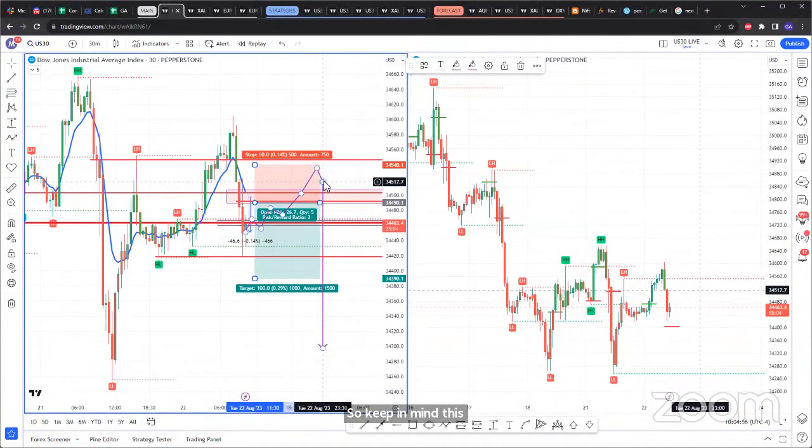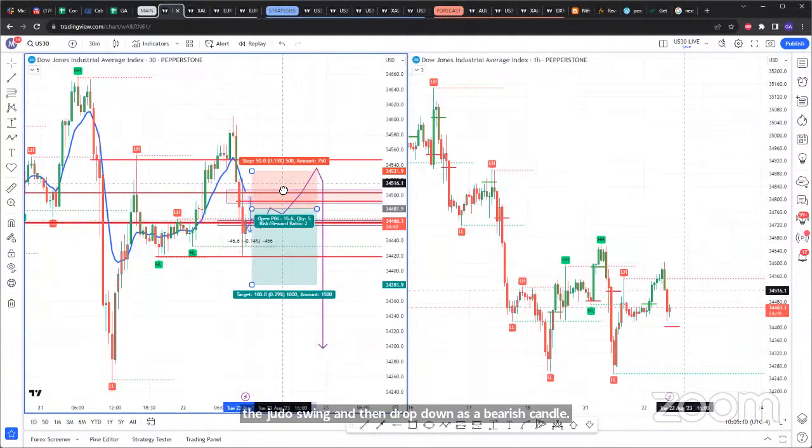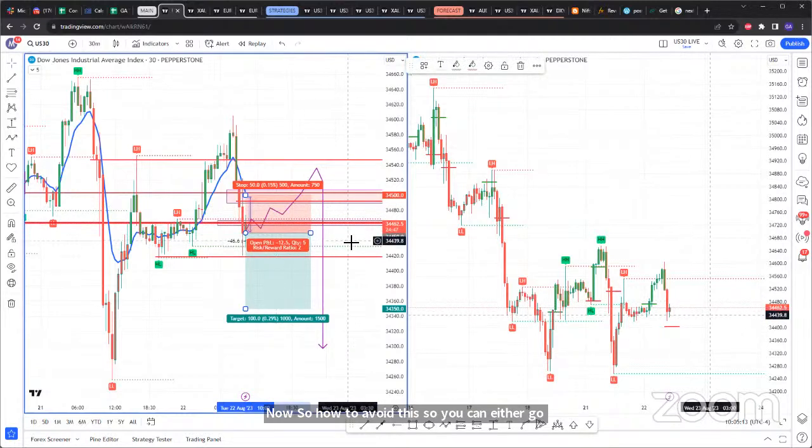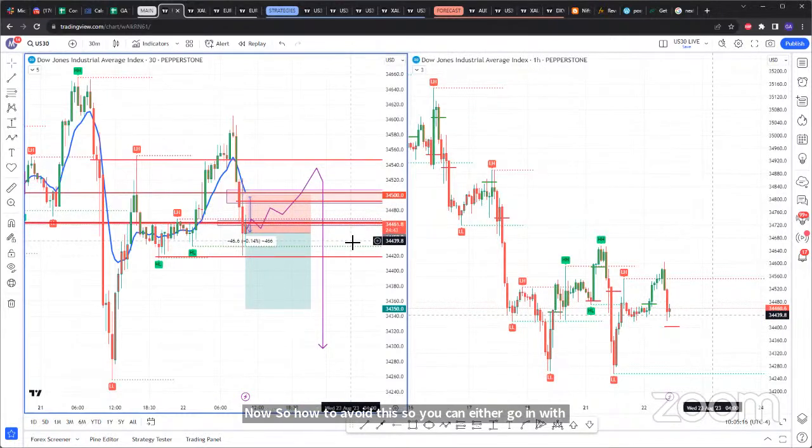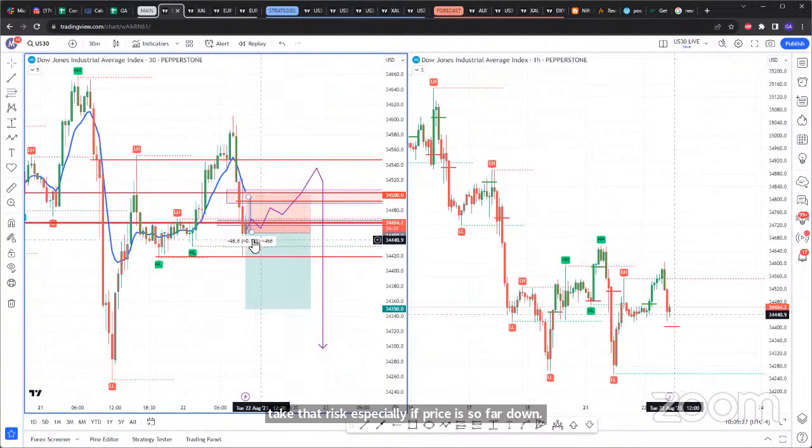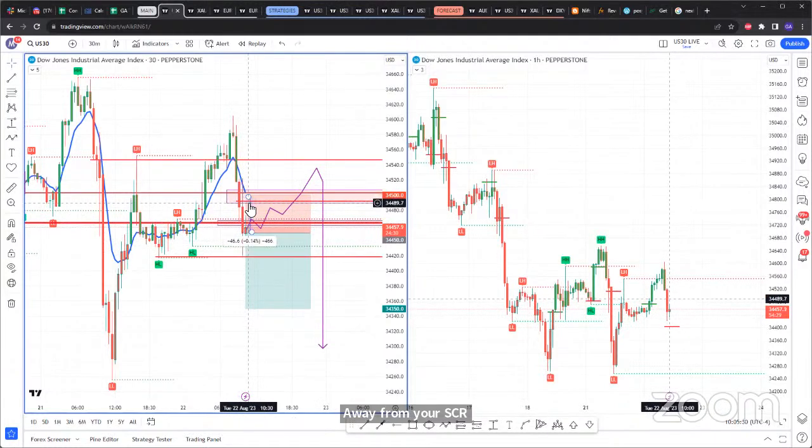If you expect a candle to be bearish, a good amount of times the candle will start off bullish, and that's the manipulation, that's the Judas swing, and then drop down as a bearish candle. So how to avoid this? You can either go in with the whole 0.5% risk, and sure, we saw it last week, some of these trades will go straight to your TP. But if you're not willing to take that risk, especially if price is so far away from your SAR zones, you can do 0.25%, and if US 30 comes back up here, you can enter your other remaining percentage.